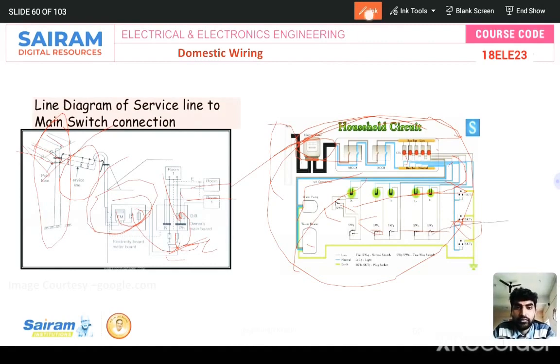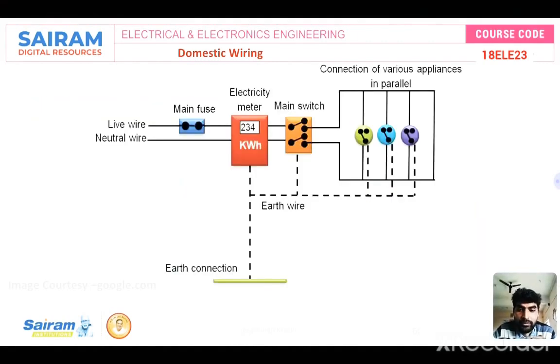Next we will see one simple diagram with live wire and neutral wire. We need to connect one fuse to the live wire, the phase wire, and then there is an electric meter and main switch. These are the switches for a particular room, a particular lamp. Also, earthing must be done while operating electrical appliances.